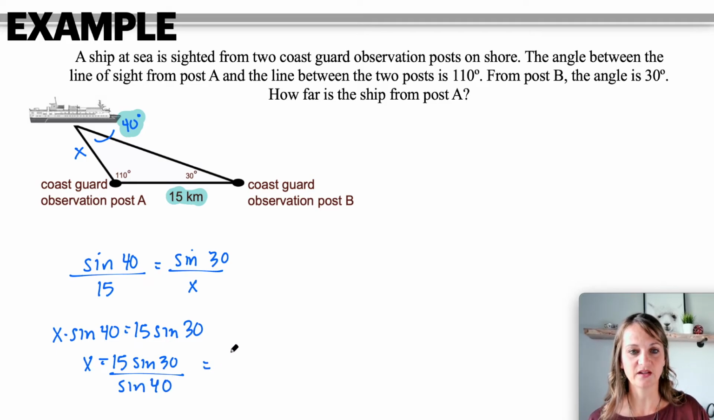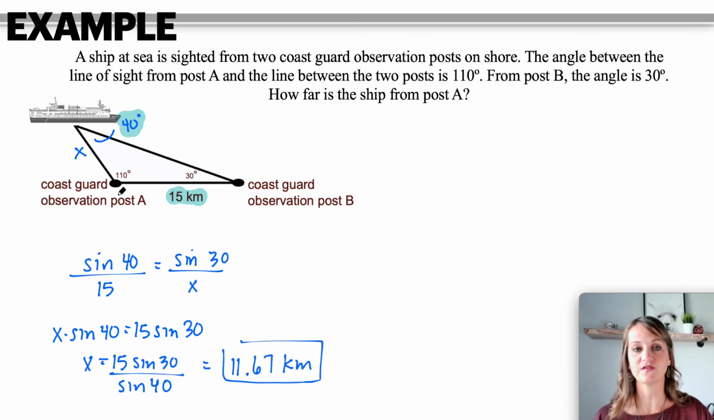So if you put down the calculator, you will get 11.67 kilometers as a distance from observation post A to the ship.